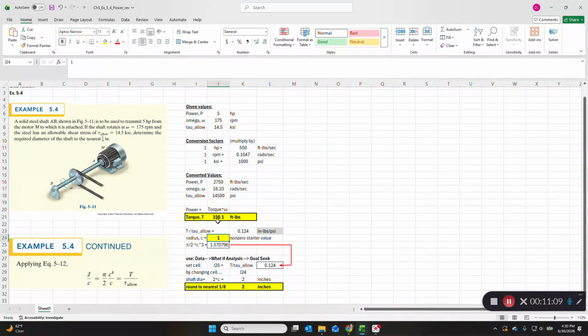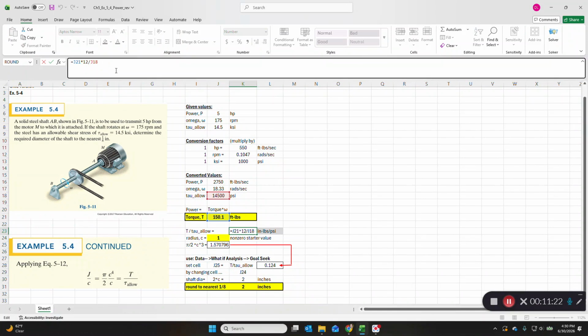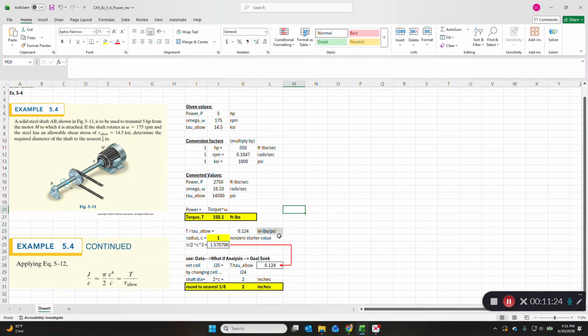Well, we know the torque now because we just calculated it as power divided by omega in the converted units, and tau allowable was given. So we're going to take our torque and divide by our tau allowable in PSI, okay? And that'll give us inch-pounds per PSI. We get this number, 0.124.